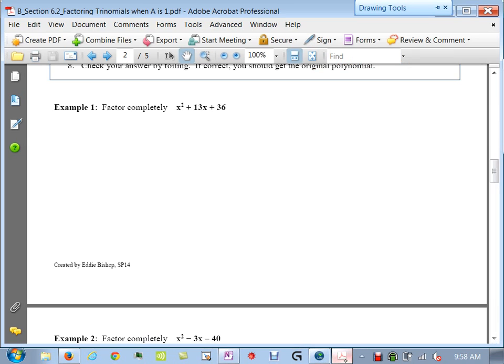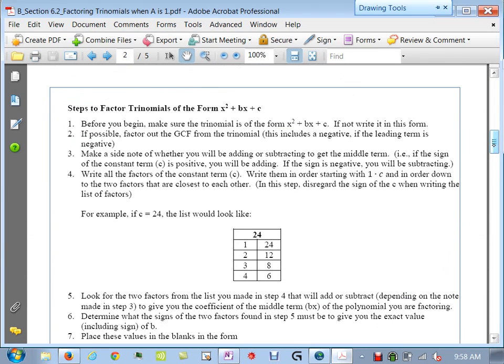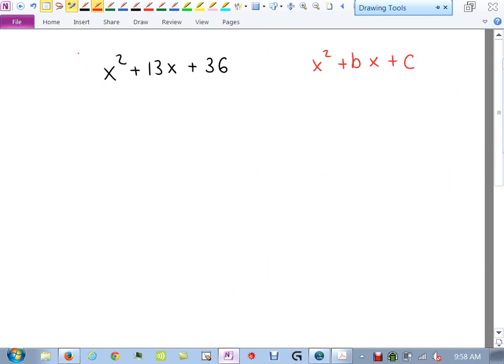What step am I on? So step 1 I've got, right? I wrote it down. Factor GCF, right? I don't have that. So I've done step 1 and step 2. Step 3 is to make a side note of whether I'll be adding or subtracting. Am I going to add or subtract in this problem? Well, am I going to be adding or subtracting the two numbers I find? Adding, because this is a plus, right? Because that's a plus, I will be adding. Okay, fourth step.